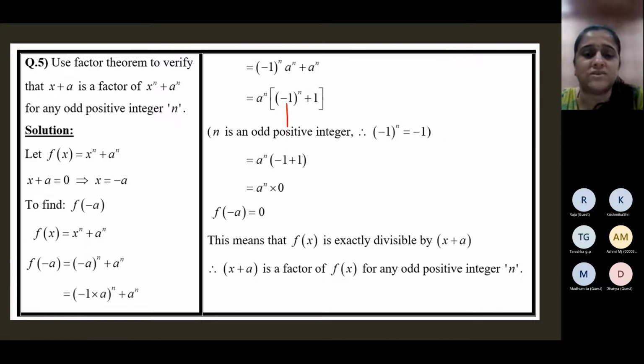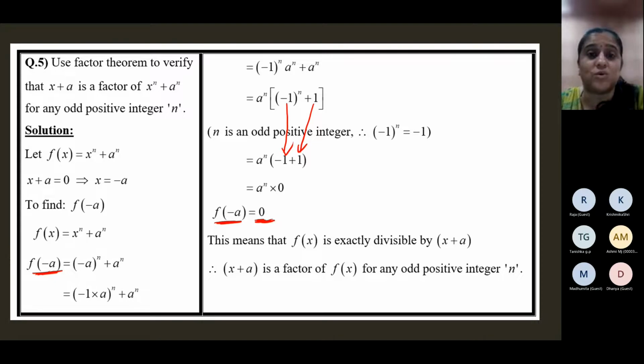So in the next step, it is -1, and this +1 as it is. Now -1 plus 1 is 0, and we have a to the power n into 0, which is 0. What have we been doing all the while? We've been working f of -a, and we've got f of -a is 0.